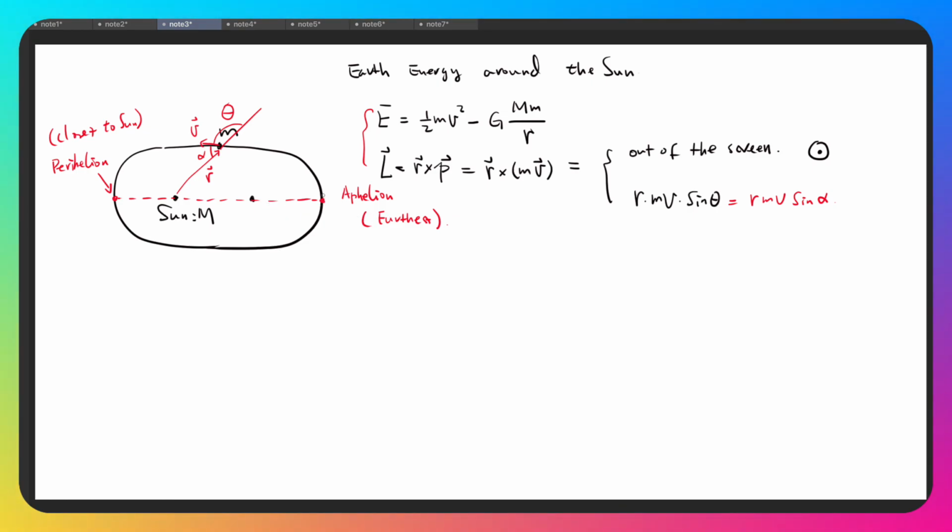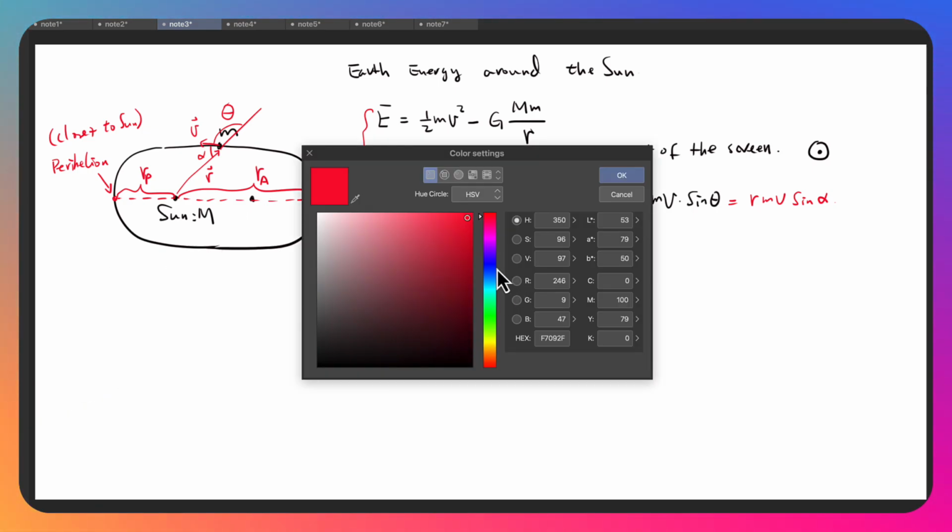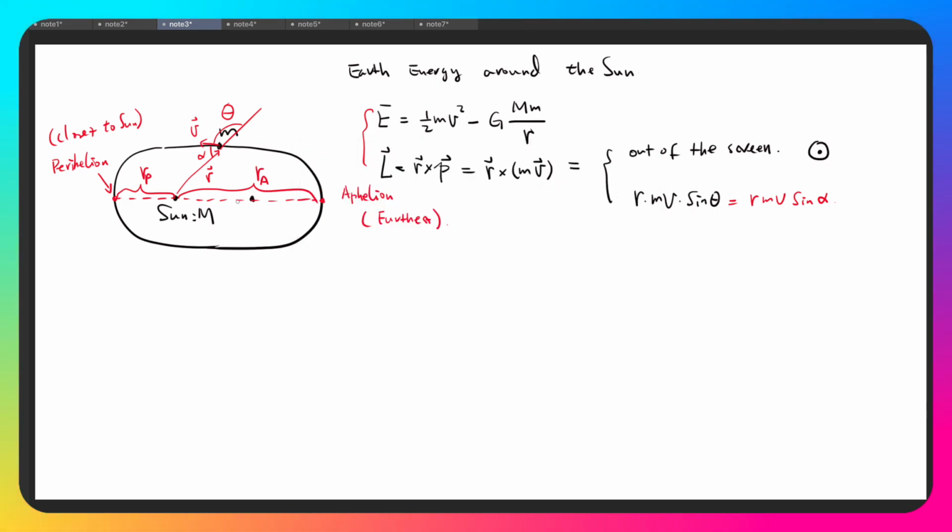Furthest. Okay, so now let's label these two distances. Let's call these RP, perihelion, and this distance here, let's call it RA, aphelion distance. And let's also use some parameters from the ellipse.